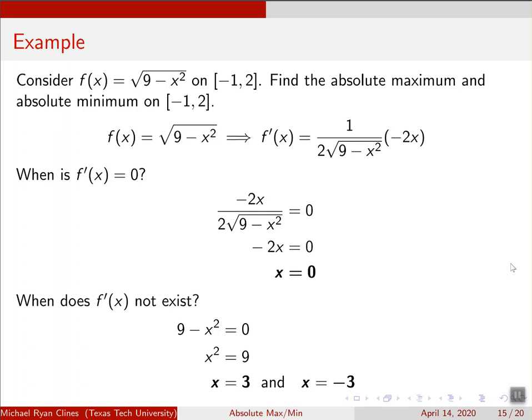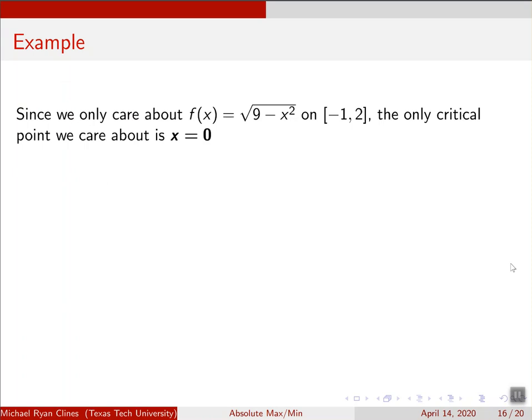How did we find those? Well, we took the derivative, we set it equal to 0, and then we determined where the derivative did not exist. That gave us all of our critical points. But now that we have our critical points, we need to find the absolute maximum and the absolute minimum on this interval. But we only care about the interval -1 to 2.